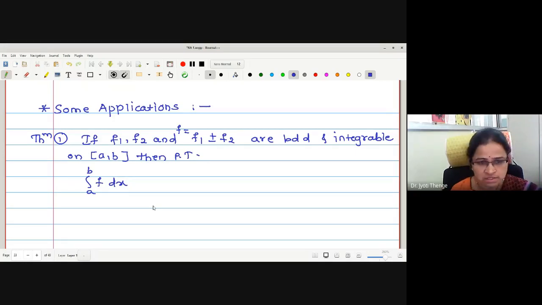The first theorem under this we are going to prove is: if f1, f2 and f equal to f1 plus minus f2 are bounded and integrable, then prove that integration a to b f dx is equal to integration a to b f1 dx plus minus integration a to b f2 dx.